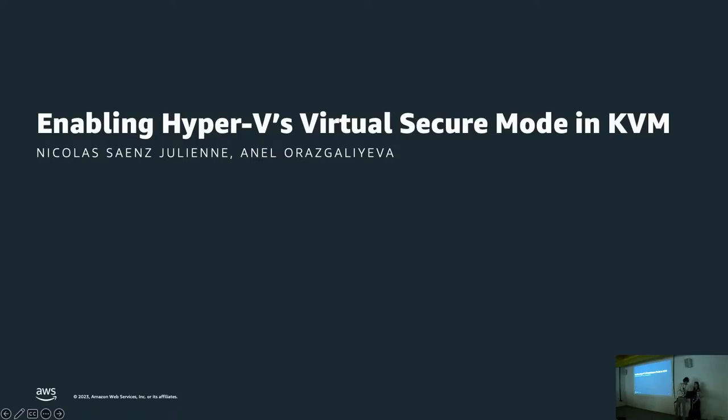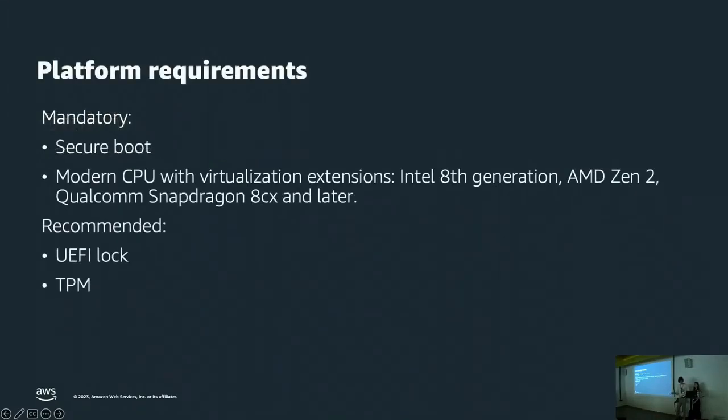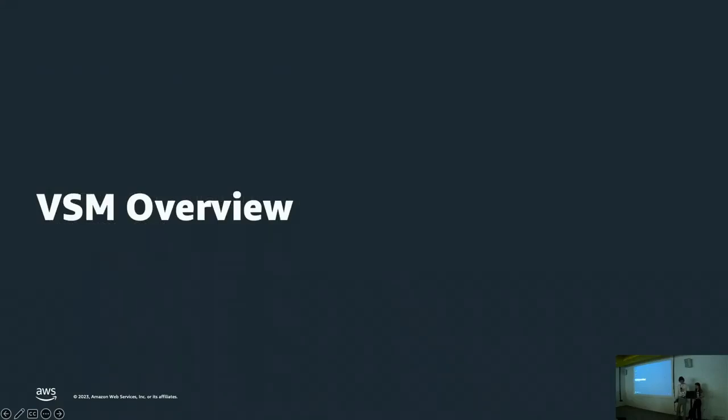Let's see. Some platform requirements. I'll be very fast here. Secure boot. This is essential to be able to trust your bootstrap. Otherwise, an attacker can just mess with your booting setup and disable Credential Guard. A modern CPU, of course, UEFI lock, again to prevent an attacker from disabling Credential Guard, and TPM. Now, Anel is going to start with an overview of VSM.